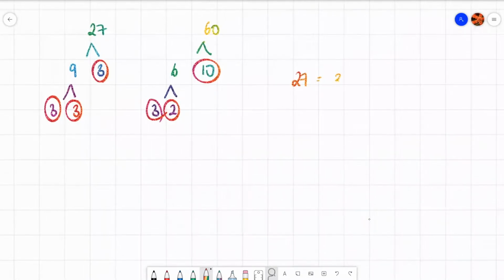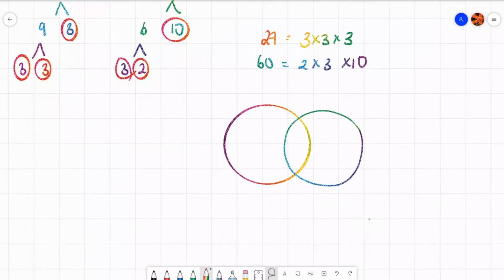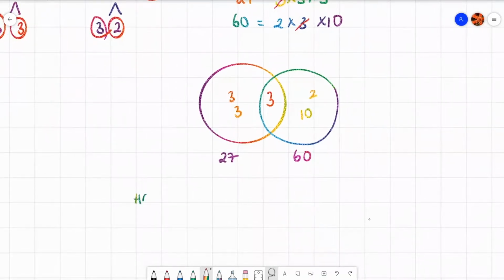27 is 3 times 3 times 3. And 60 is 2 times 3 times 10. Two circles, one for 27, one for 60. What do they have in common? They just have a number 3 in common. And then 27's got two 3's left over, and that's got a 2 and a 10 left over. So highest common factor is times middle. Right, well, we don't have another number to times the number 3 by.